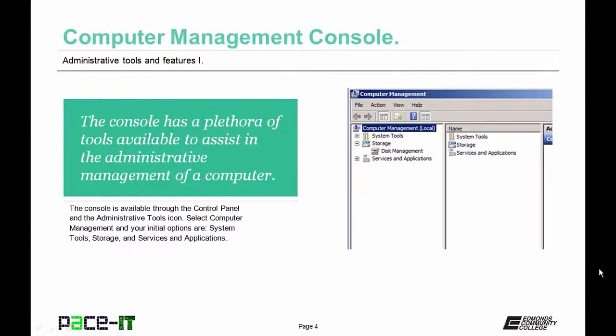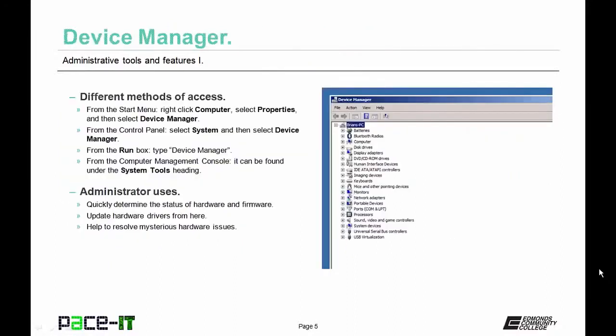Once you're there, you have access to system tools, storage tools, and service and application tools. Now let's talk about the Device Manager. There are different methods to gain access to it. From the Start menu, you can right-click on Computer, select Properties, and then select Device Manager.